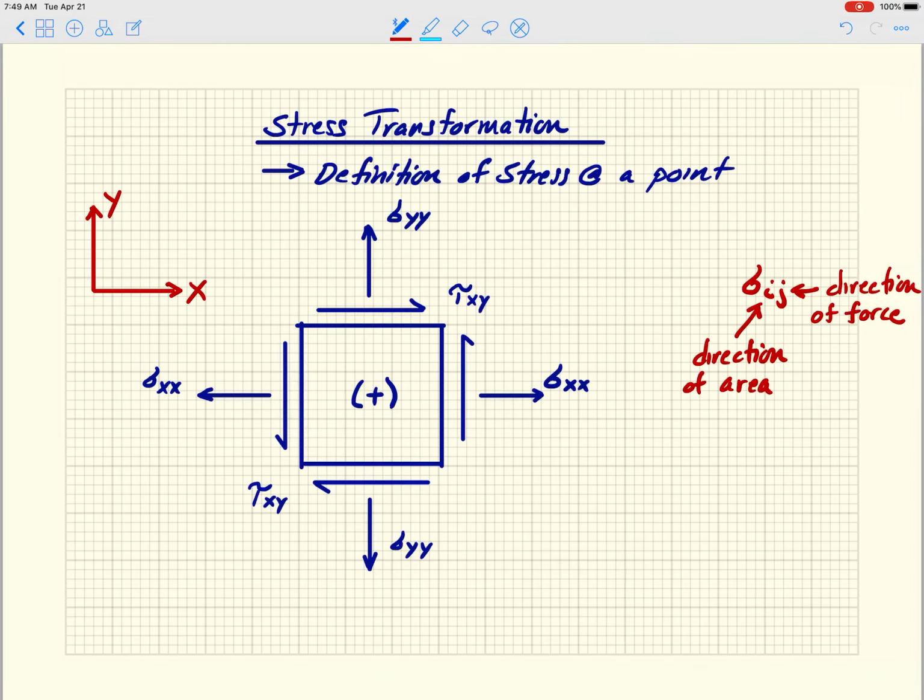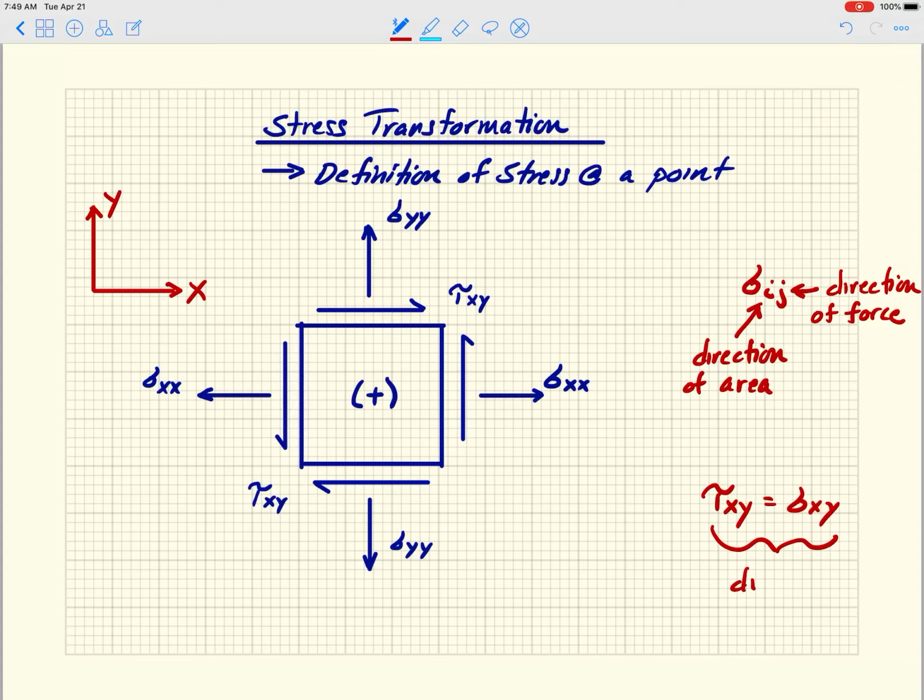Right? So we define stress. It has two directions associated with it. It has the direction that the force is acting, and then it has the direction of the area that the force is acting on, right? So it's sigma ij. One thing to note, that tau xy equals sigma xy, right?